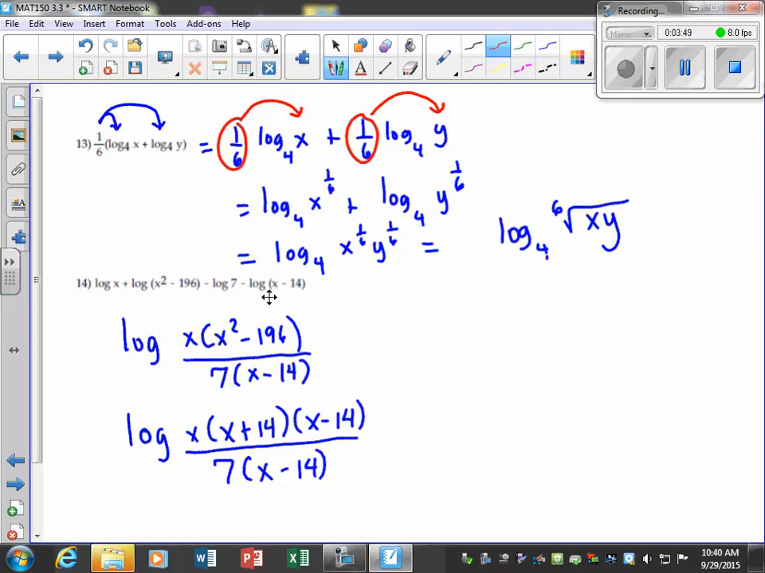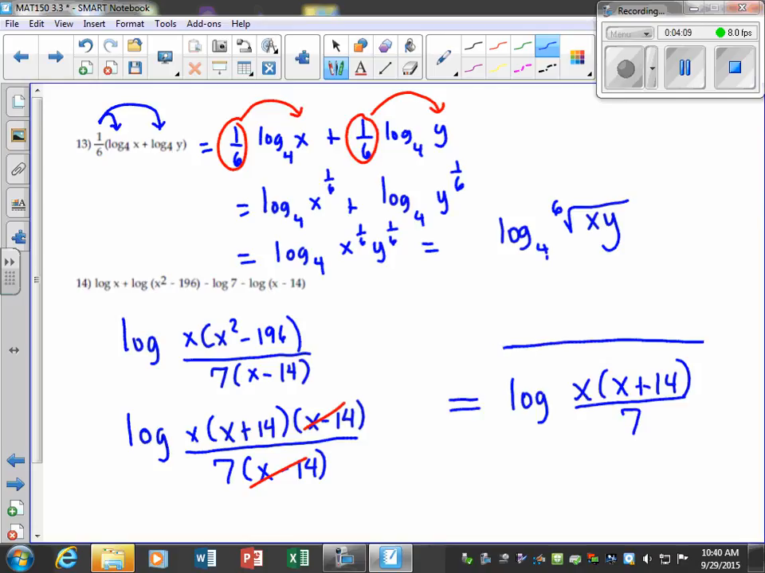So now what do you see? Yes, this x minus 14 and this x minus 14 can cancel, so we would be left with log. In the numerator, we get x times x plus 14, and in the denominator, we just have 7. We don't have to distribute the x, we're just leaving it in a condensed form, although it's not necessarily wrong if you would have x squared plus 14, but then you'll have exponents back in it. So you see what I'm saying? This is probably going to be our simplest condensed.